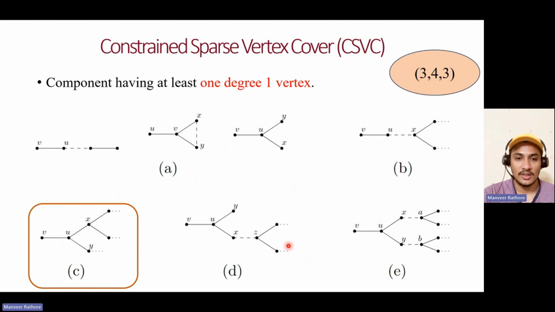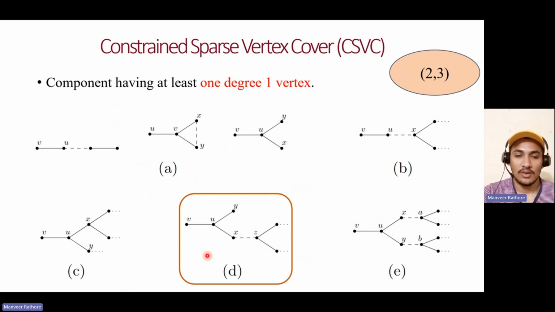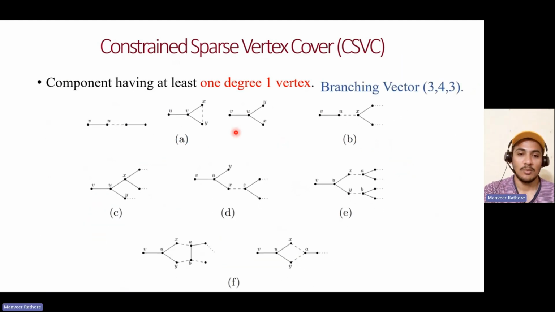And in this D case, we will branch again on Z. So the remaining graph, as we know, is from when we branch on Z, it will be 1 comma 3 branching, but when Z is in the solution, the remaining graph will give at least one size vertex cover in polynomial time, since we know from the case A, so it will be 2 comma 3 branching, and same as for the remaining cases. So overall, the branching vector for a component having at least 1 degree 1 vertex will be 3 comma 4 comma 3.